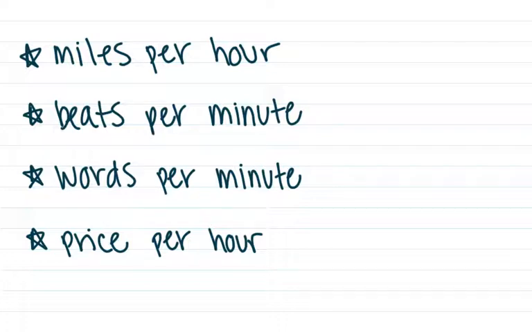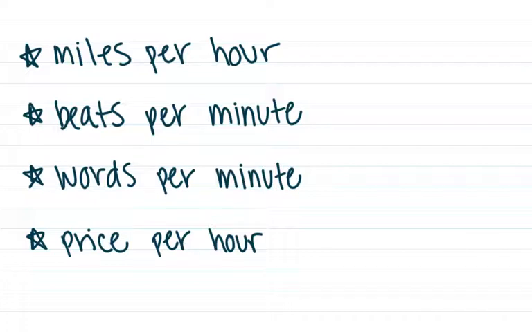Notice that all of the things that are being compared are different. You have miles, which is the distance, and an hour, which is a measurement of time. You have beats, which is like a heartbeat, a physical thing, being compared to, again, another measurement of time. Same thing, price. Price is a money number, and it's being compared to another measurement of time. This is what makes a rate different than a ratio. A ratio will compare things that are the same, while rates are comparing things that are different.